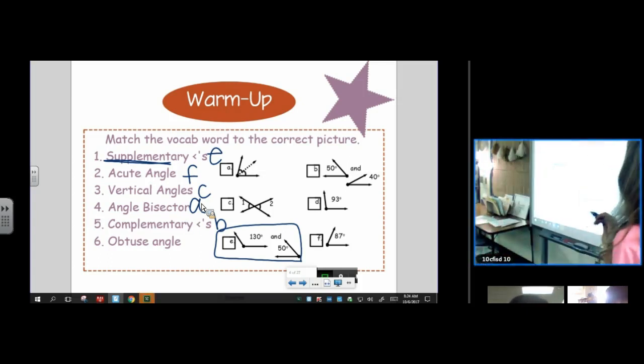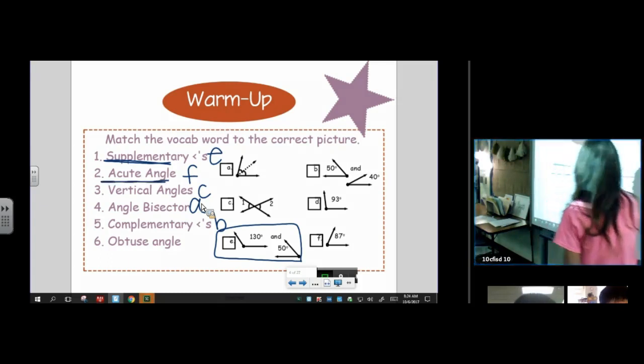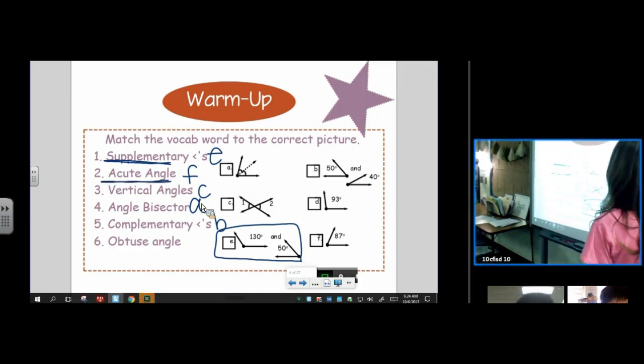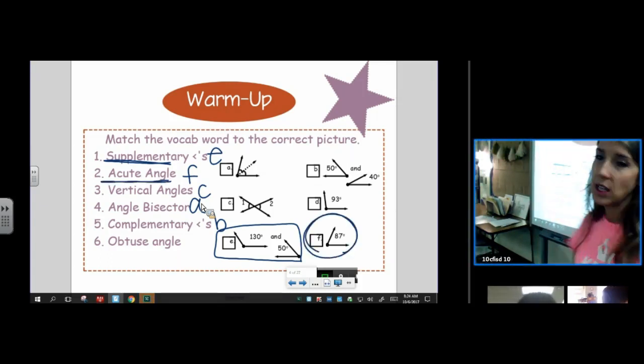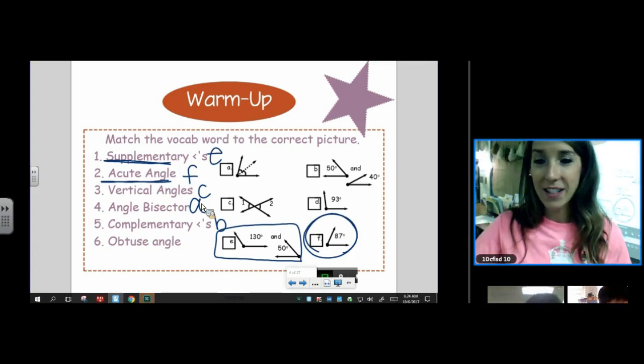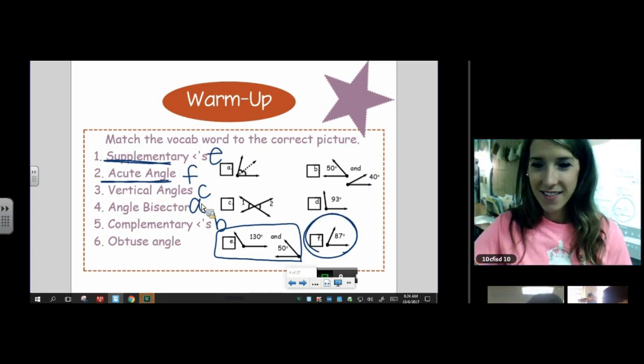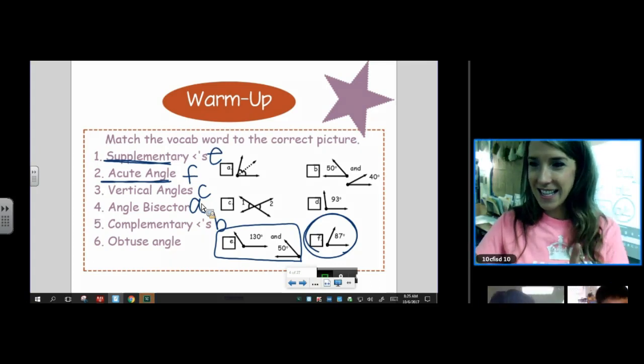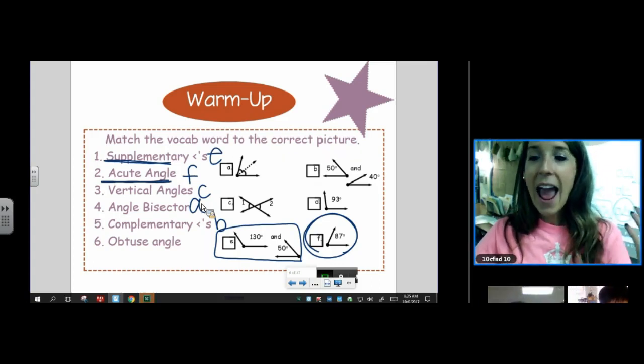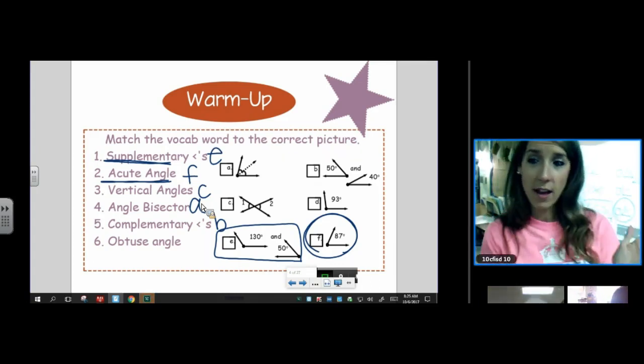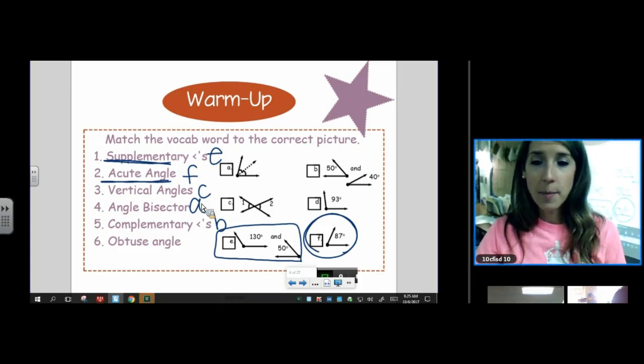Okay, number 2, an acute angle. We picked F. And what makes F an acute angle? Why does it get that classification? Good. It is less than 90 degrees. So it's any number between what and what? Any angle degree between 0 and 90.